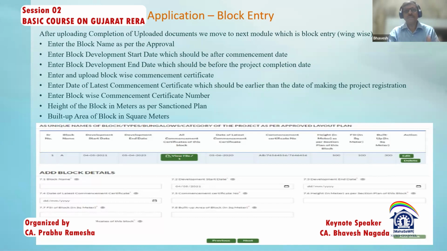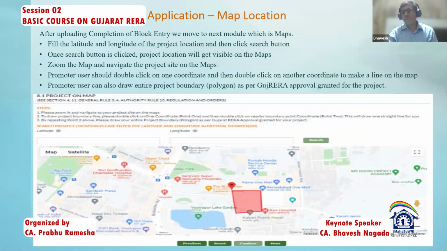Block development end date should be before the completion date of the project, because the end date is the project completion date. Thereafter, for each block you will enter the built up area of that block, then the height of the block as per the sanction plan. As I told you, there can be five buildings, one of let's say 100 meters, one of 60 meters and so on. Now, mind you, the built up area may be different from the carpet area or the sale area, because it's a construction area. After loading the block area, you have to mark the property on the map.